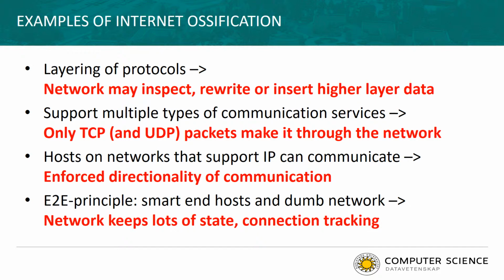In the original design, the end-to-end principle said that we had smart end hosts and dumb networks. So there was no state in the network. This, of course, is very different today, where we have a magnitude of middle boxes that keep a lot of state and that expect to be able to track entire connections and see all the content, for instance, of a TCP connection.